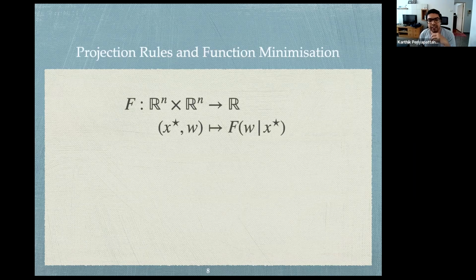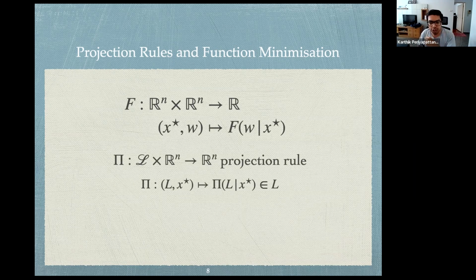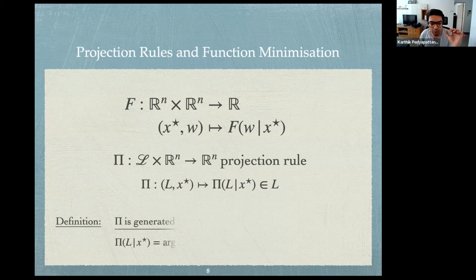Now, let's say we have a function f. So this function f earlier, I had just written it as f of w, but if you have a prior guess, you can treat the prior guess itself as a variable, and then you can define a function of two variables now, f not only of w, but also of x star, which depends on the prior guess x star. And then there is a projection rule. Let's try to connect these two. We have seen that connection till now. Let me give that a formal name now.